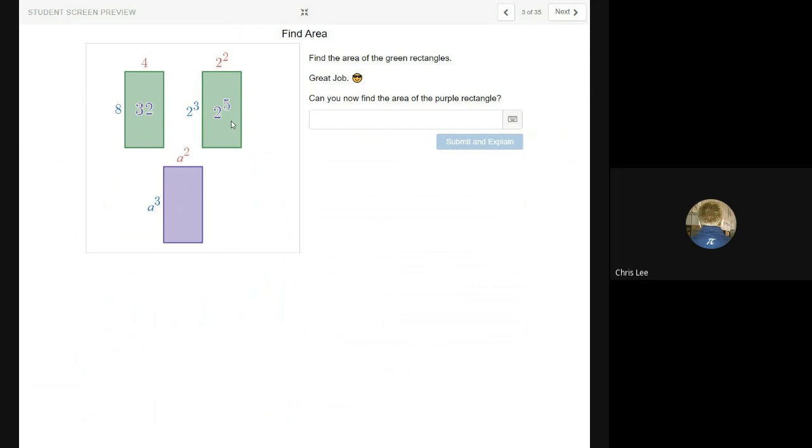Okay. So if you follow this pattern, what do you think the area of the purple triangle is going to be? So here it was 2 to the power of 3 and 2 to the power of 2 ended up being 2 to the power of 5. Here it's not 2, it's a. A to the power of 3 times a to the power of 2. What do we think this is going to be? A to the power of 5? How'd you get that? Yeah, looks like the 3 and the 2 got added to get the 5.